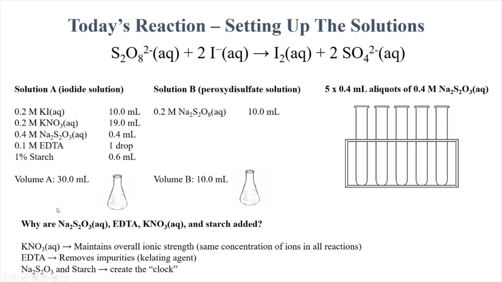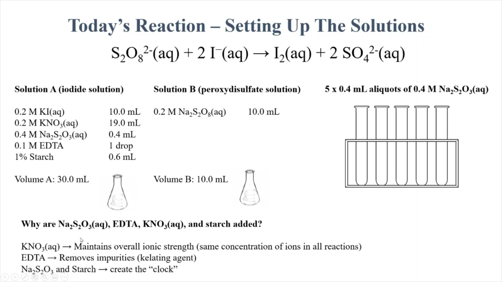All of those extra components are going to go into A, and just the peroxydisulfate is in B. So now we have a beaker here that contains 30 milliliters of stuff: 10 plus 19 plus 1 plus 0.6 plus 0.4 gives us 30 mils. And then we have 10 mils of the peroxydisulfate in beaker B.